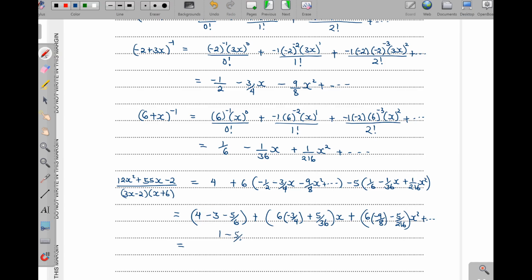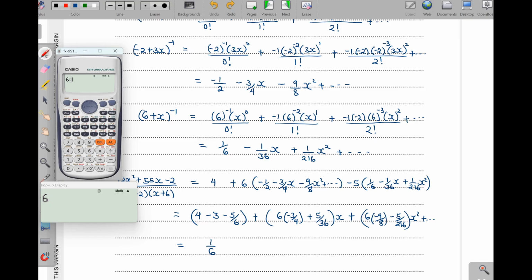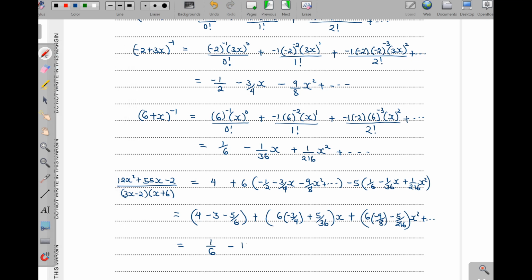Then 1 minus 5 over 6, isn't that 1 over 6? That is 1 over 6. So that is what I will put here. And then inside here, what do we get? 6 into negative 3 out of 4. Then we add 5 out of 36. We get negative 157 over 36. Negative 157 out of 36 of x.